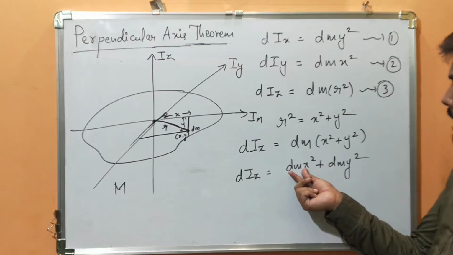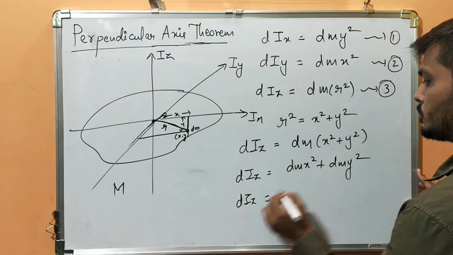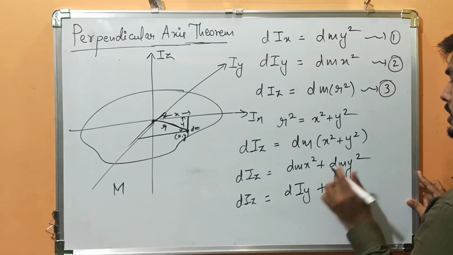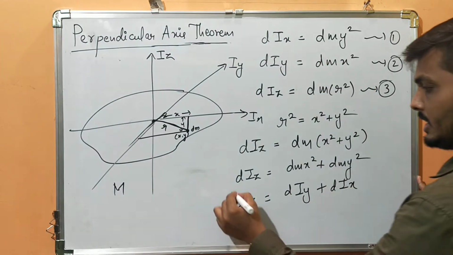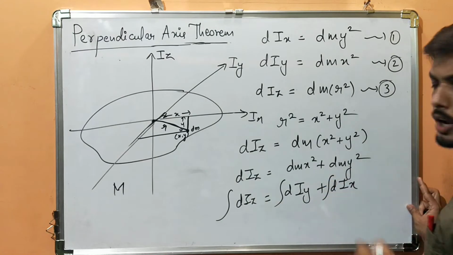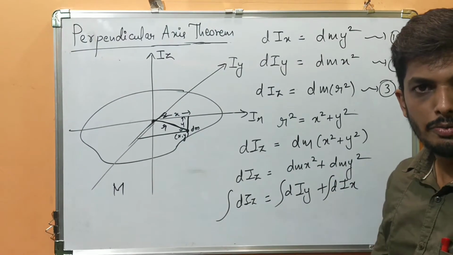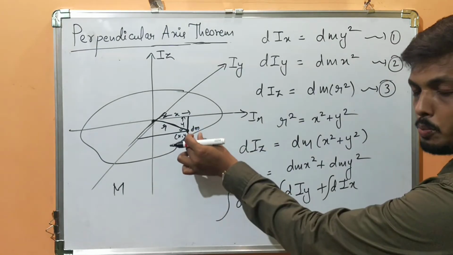Got it? So now see here, dm x square, what does it indicate? dIz equals dm x square. Is it not dIy? What is dm y square? Is it not dIx? So when I integrate this term, or you can do summation. In second year probably we will be studying integration. Integration means we just add them. So this is for the small moment of inertia for this small mass.